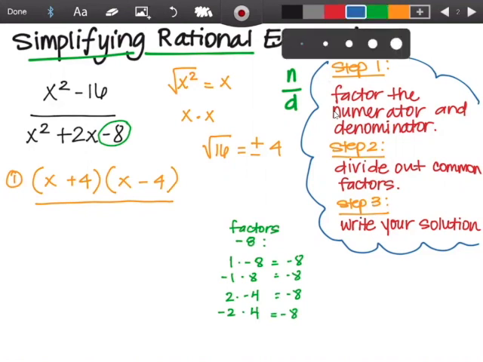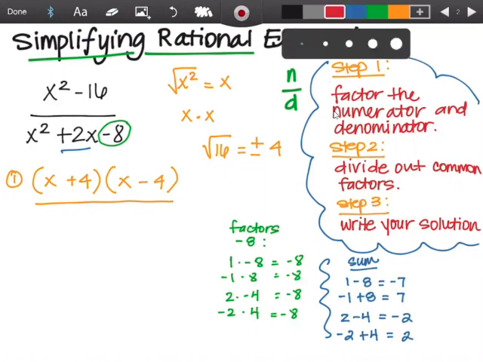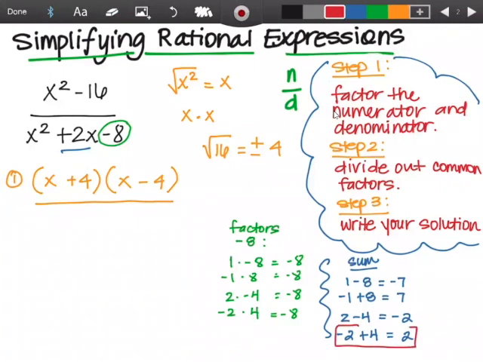Now, that's wonderful, but we have to see which of these pairs we get when we add them together and they give us a positive 2, right? So I'm going to say 1 minus 8, that gives us a negative 7. Negative 1 plus 8 gives us a positive 7. 2 minus 4 is negative 2, but negative 2 plus 4 is going to be a positive 2. Okay, so that gives us our pair. We're going to be using negative 2 and 4 as our terms.